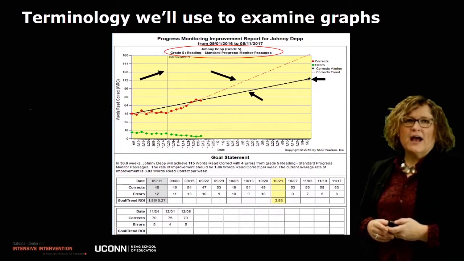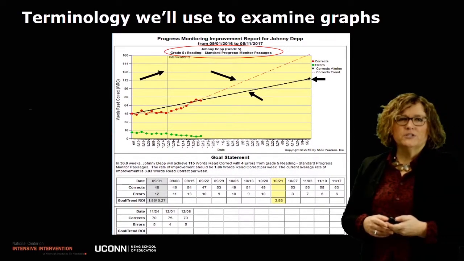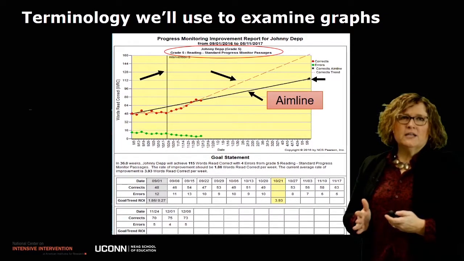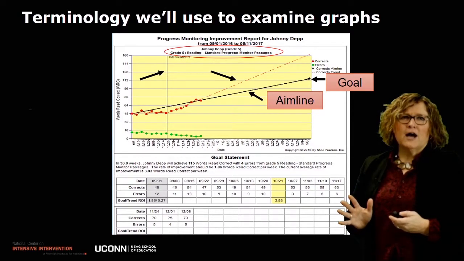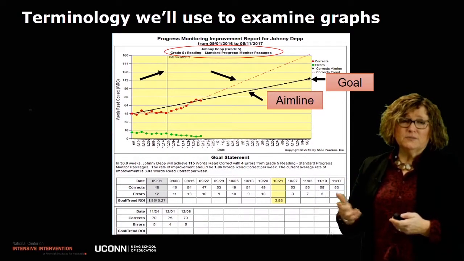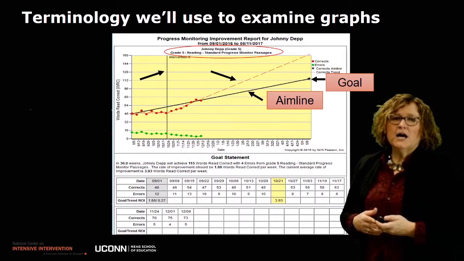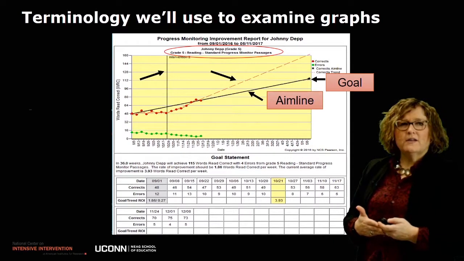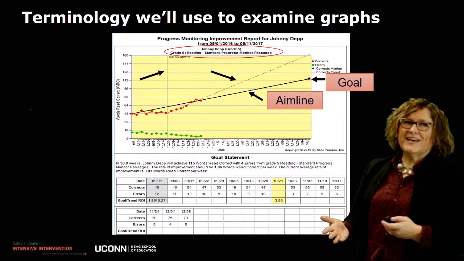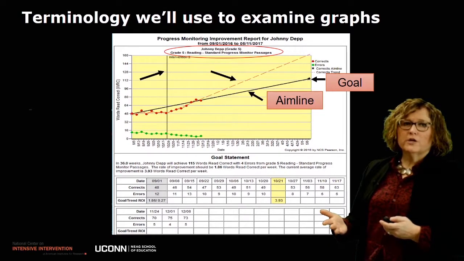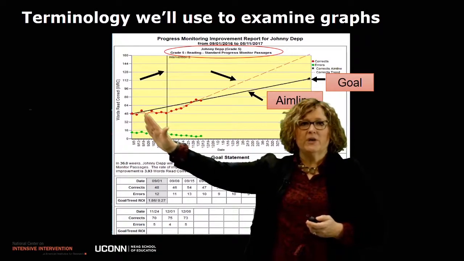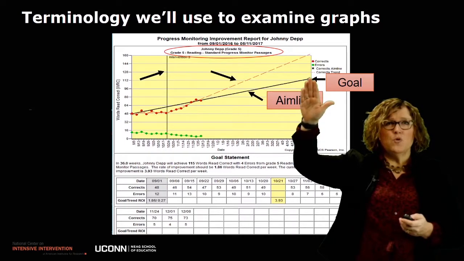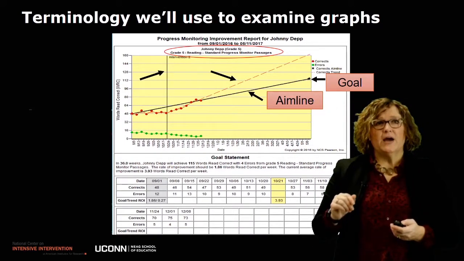So as we look at these graphs, there's some common terminology that we're going to be using to discuss and describe the goals. So one, we either call our goal line a goal, or sometimes in some systems they call it our aim line. This is the line that's developed based on the long-term goal that you set for your student. This is either set using those end of the year benchmarks, or it could be set using that weekly rate of improvement. But it starts from the baseline and then it ends up out at the point where you hope the students will be by the end of the year.